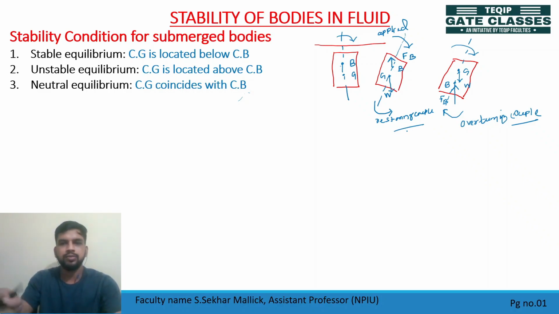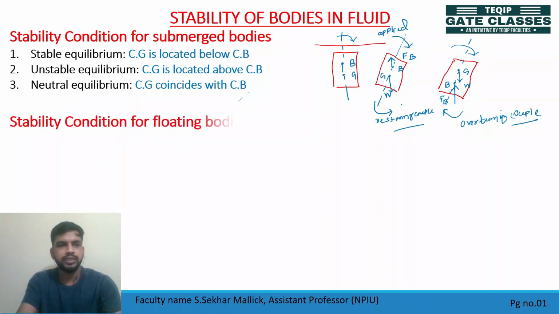And when the center of gravity and the center of buoyancy coincide, the body will be in neutral equilibrium. Neutral equilibrium means the couple value will be 0. There will be no restoring couple or overturning couple. Because of the angular displacement only, the body will move that much distance. It will not move further. So this is your stability condition for submerged bodies.